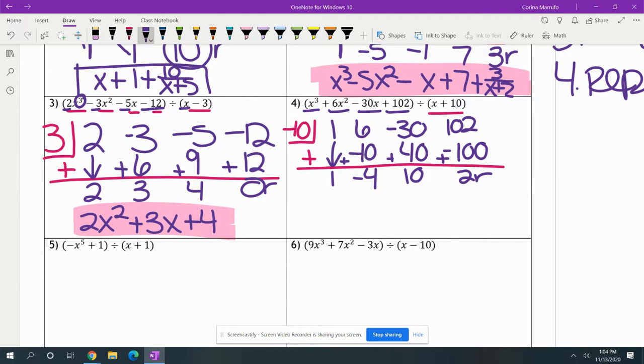So again, here we had x to the 3rd power, and we divided by x. So that tells you that our first term is going to be x to the 2nd power. So 1x squared minus 4x plus 10 plus our remainder is 2, and you always write your remainder over the divisor. So x plus 10. Now remember, you don't need this one that's here in the front, so I'm just going to erase it. And that's it.